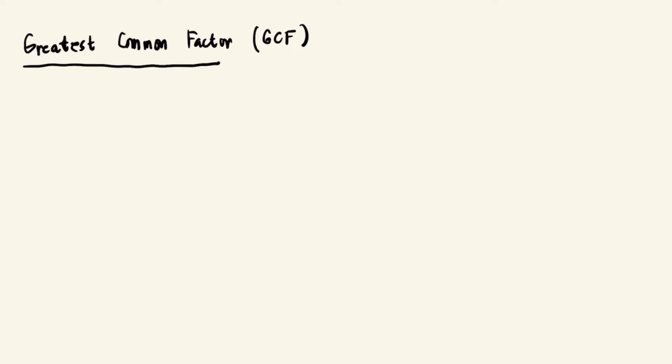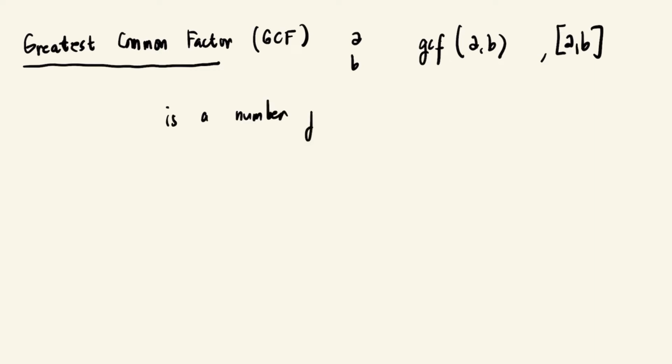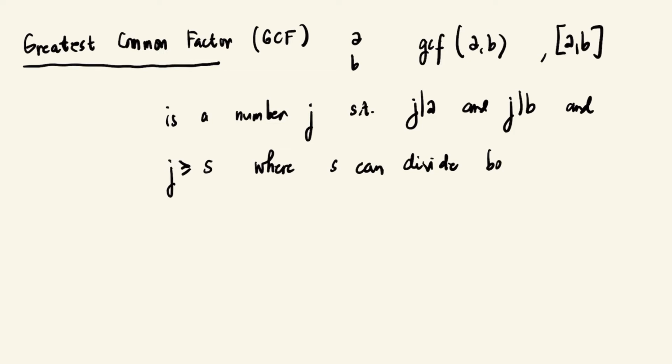So the GCF of A and B, we denote that symbol as GCF of A and B. Or some books would use the symbol (A, B). So whichever is more convenient to you, so long as you define that when you're using those terms, is a number J, such that J divides A and J divides B, and J is greater than or equal to all S, where S can divide both A and B.